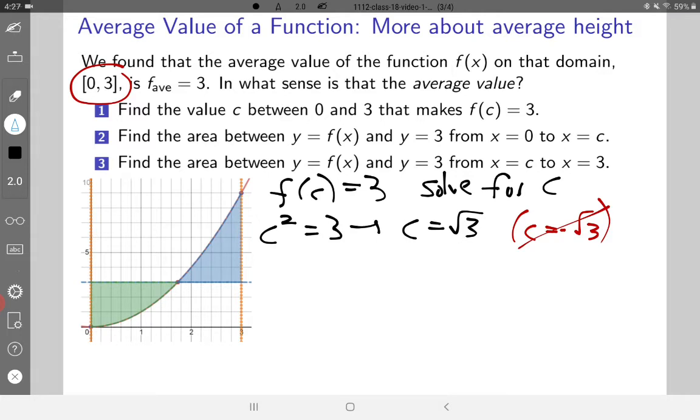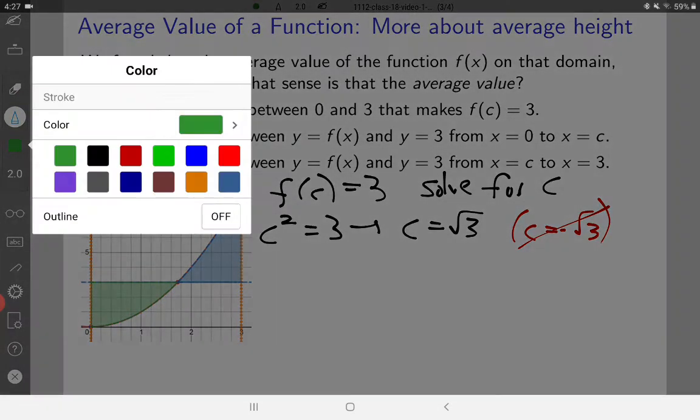My second question is asking for the area of the green region down there. This is saying find the area between the two curves, y equals f of x, the x squared, and y equals 3, the horizontal line, the average height. Find the area between them from x equals 0 over to the point where we just found the intersection, where c equals root 3.